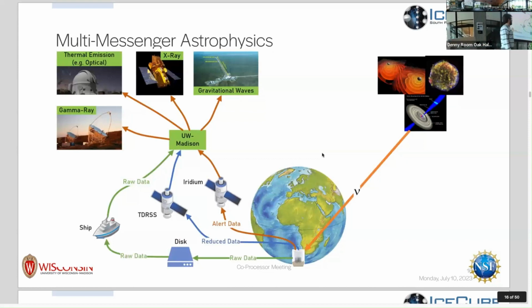So this is the basics of how we do things now. A neutrino comes in from some source in outer space. It interacts here, and then we have some quick tests to determine, is this likely astrophysical or not? And if it is, then we can send that alert data through an Iridium satellite up to the north, where we can then send out that alert to optical experiments that can look in the same direction, to see if there's anything interesting.